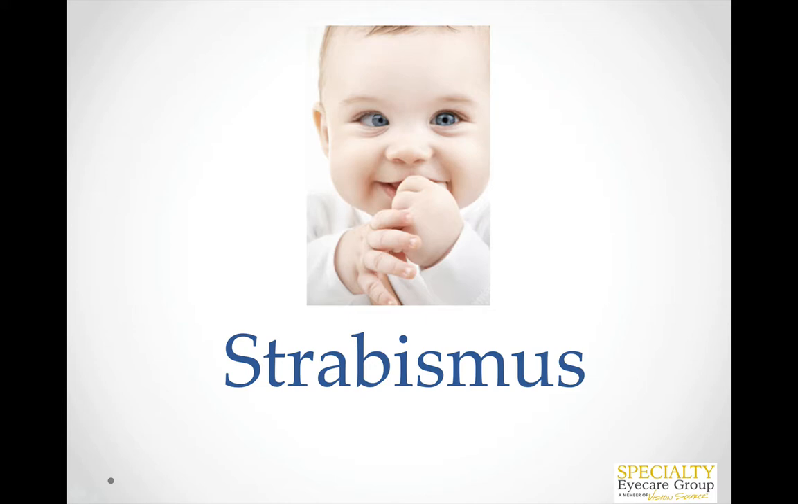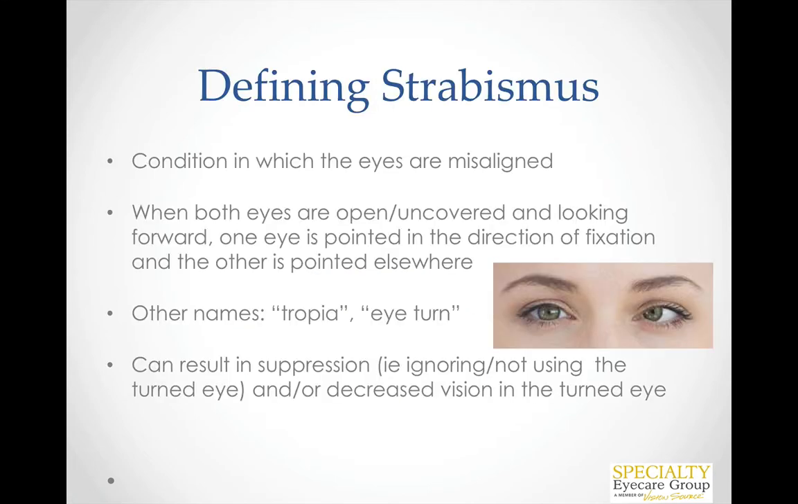Let's talk a little bit about strabismus. That term in itself can be confusing. What strabismus means is the eyes are not pointing at the same place. You can see this little baby's right eye is crossing in while her left eye is looking at you. That's a strabismus. Strabismus just means the eyes are misaligned.